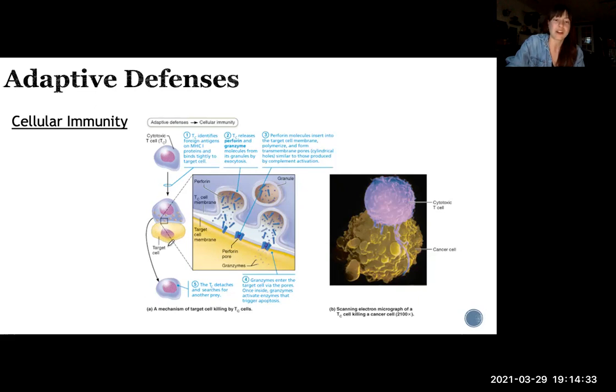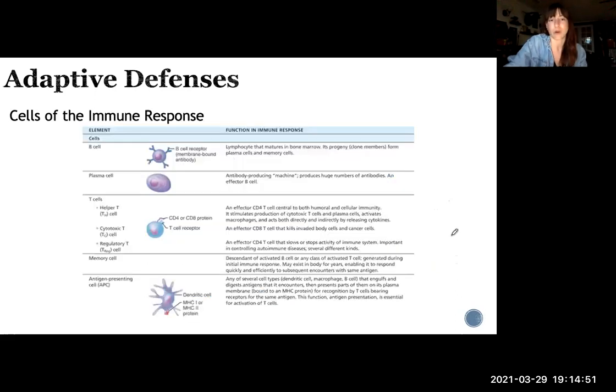And this target cell, again, is marked by either antibodies or by a lack of MHC, or some cells like cancer cells, they will mark themselves in a way that certain cytotoxic T cells can recognize to basically say, please end it. Please end it. Something's wrong. Okay.